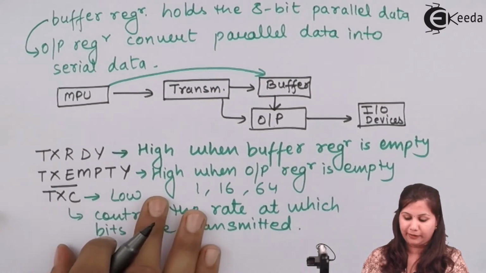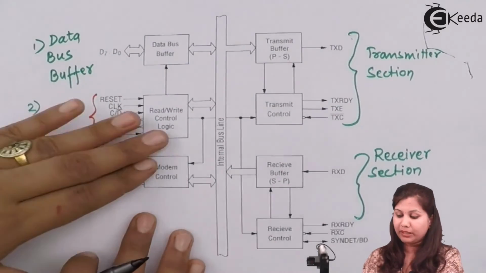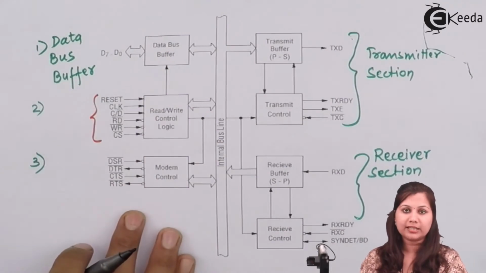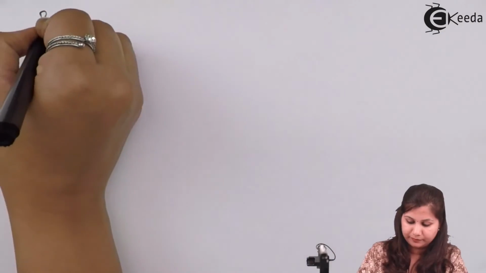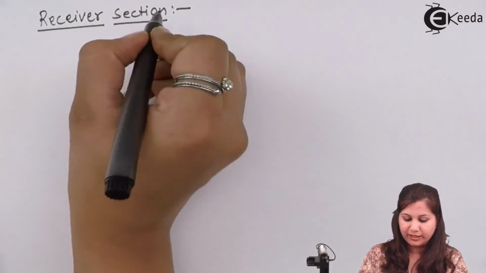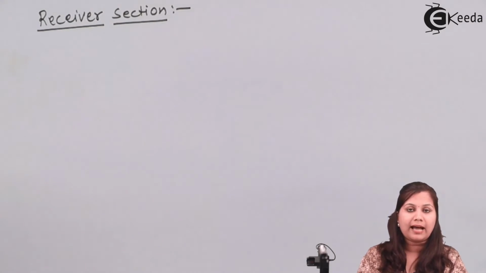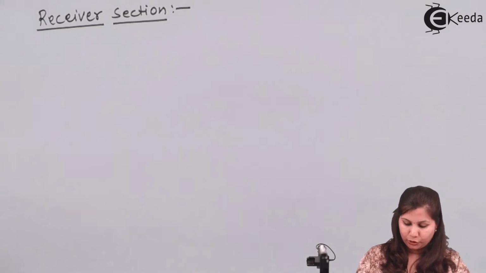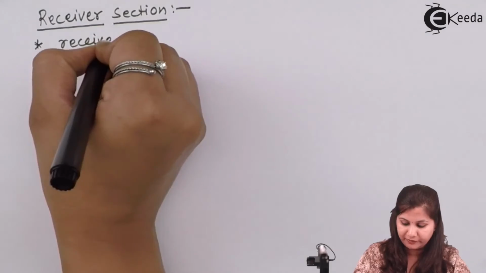So TXC decides the rate at which the bits are transmitted by the 8251. This was our transmitter section, which transmits the data from the 8251 to the peripheral devices and converts the parallel data into serial data. The next section is the receiver section. It receives serial data from the peripheral devices, converts it into parallel data, and provides it to the microprocessor.